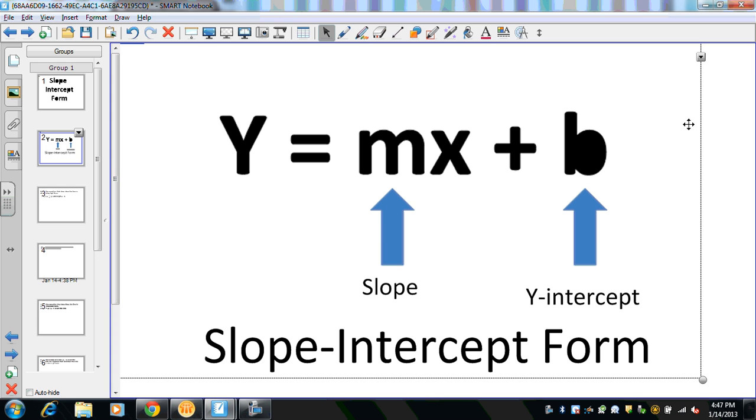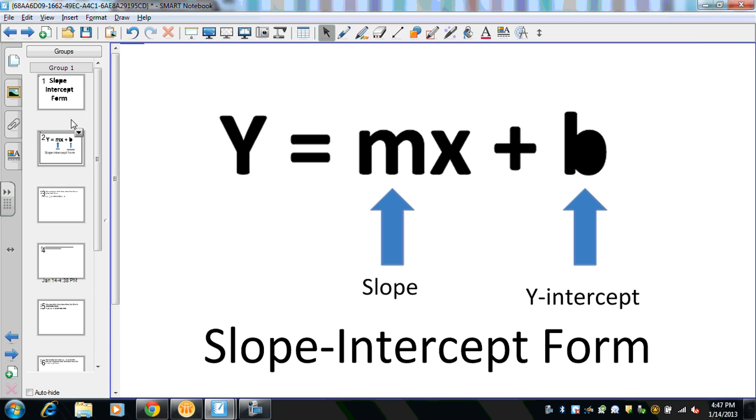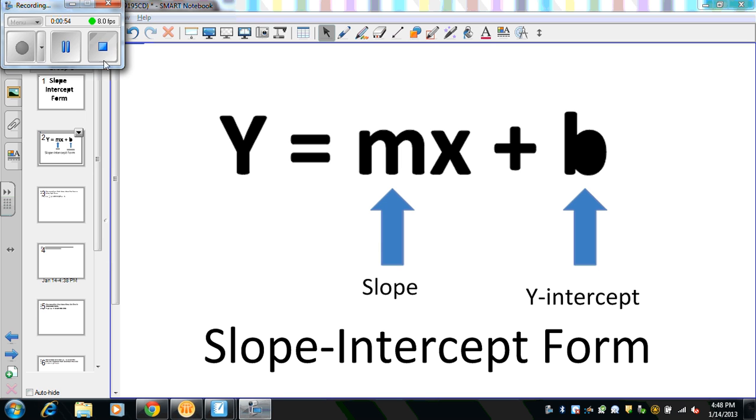So slope-intercept form is y = mx + b, and m stands for the slope and b stands for the y-intercept. So when the equation is in this form, I can tell the slope of the line, which means I can tell the steepness, and I can tell if it's positive or negative, so I can tell what direction it's going. And with b, the y-intercept, I can tell where it crosses the y-axis. And so it makes it really easy to graph an equation when you already have it.